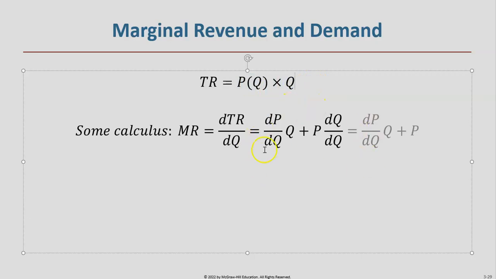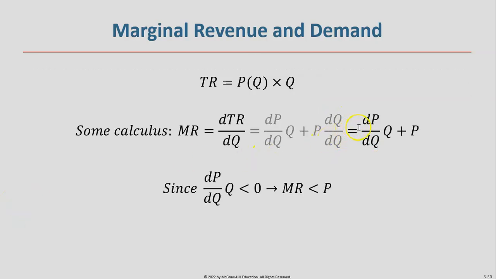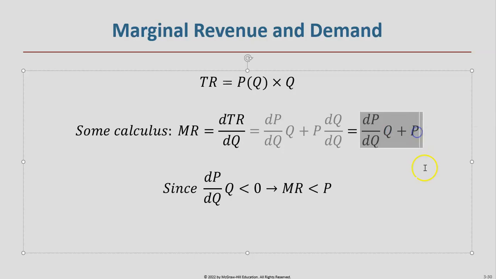Okay, so the derivative of the first term is dP/dQ, or the slope of the inverse demand curve, the change in the price divided by the change in quantity, multiplied by the quantity. And then we add to that the first term, which is price, and then the derivative of the second term with respect to Q. So dQ/dQ, the change in Q divided by the change in Q, which is equal to 1. So marginal revenue is equal to (dP/dQ) times Q plus P.